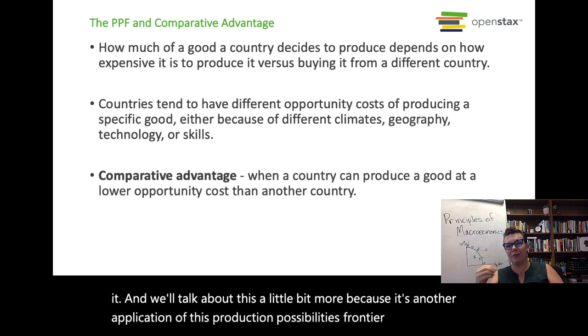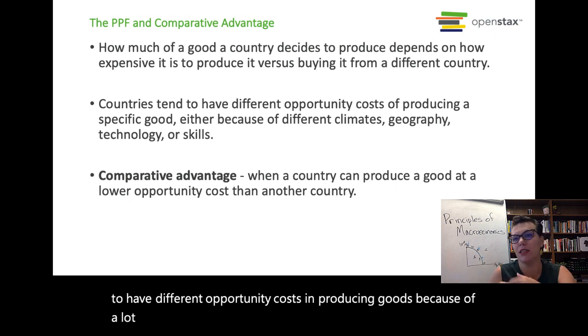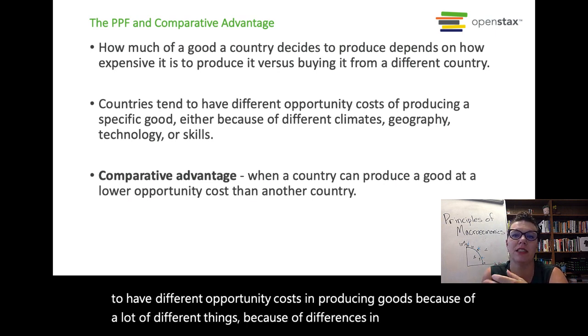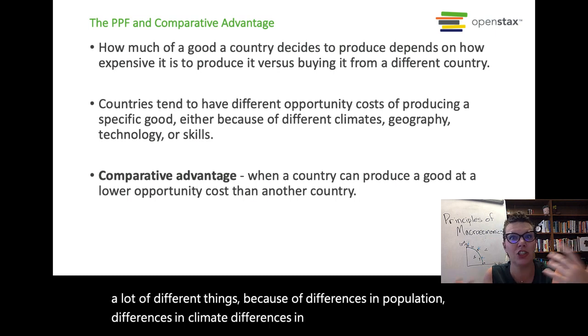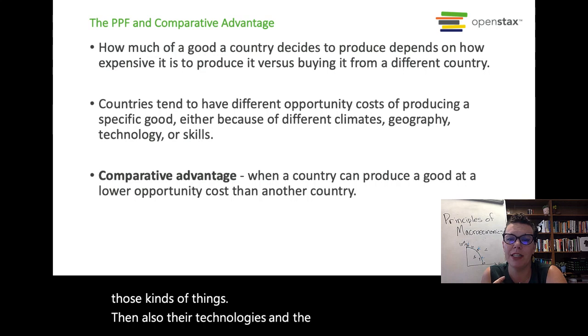Countries tend to have different opportunity costs in producing goods because of a lot of different things: differences in population, differences in climate, differences in endowments, geography, those kinds of things. Then also their technologies and the skills of their population.